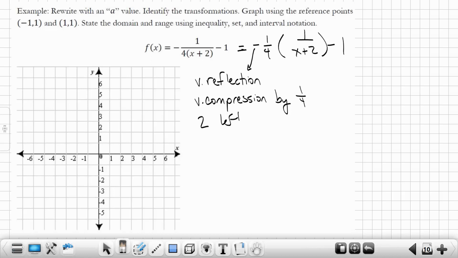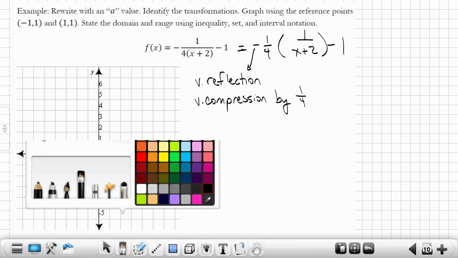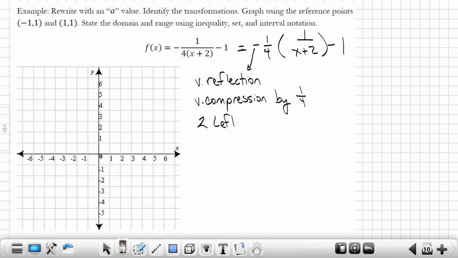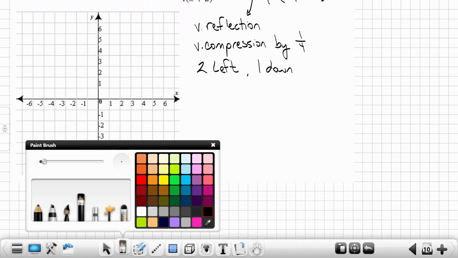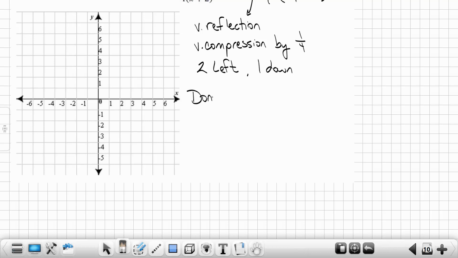Okay. 2 to the left. 1 down. Yeah. Well, we'll draw it in a second. Domain and range using inequality, set, and interval. Okay? All 3.